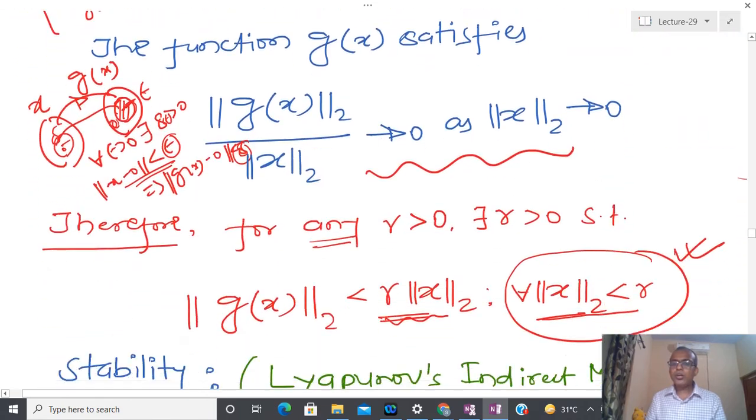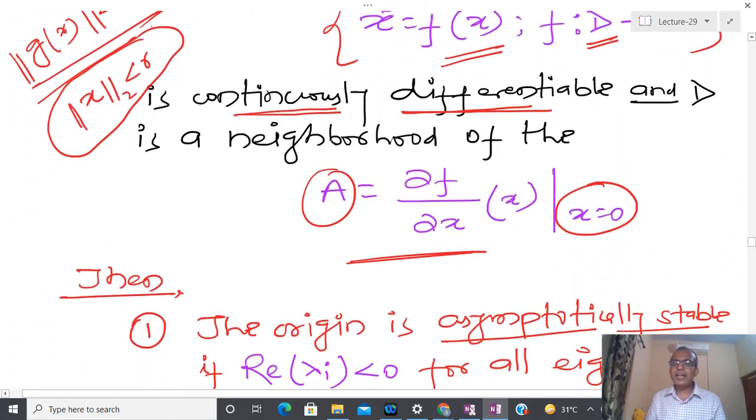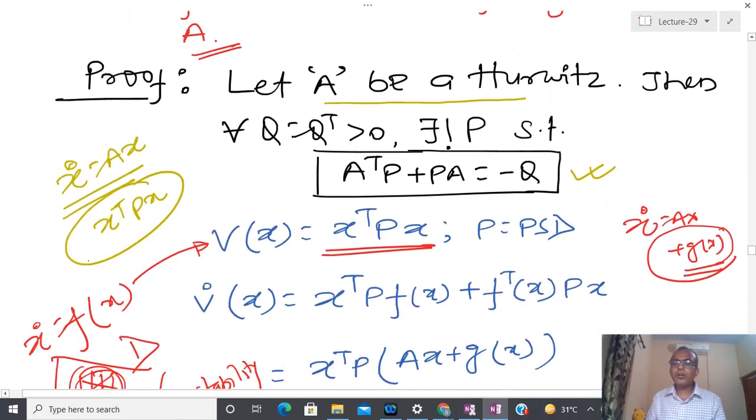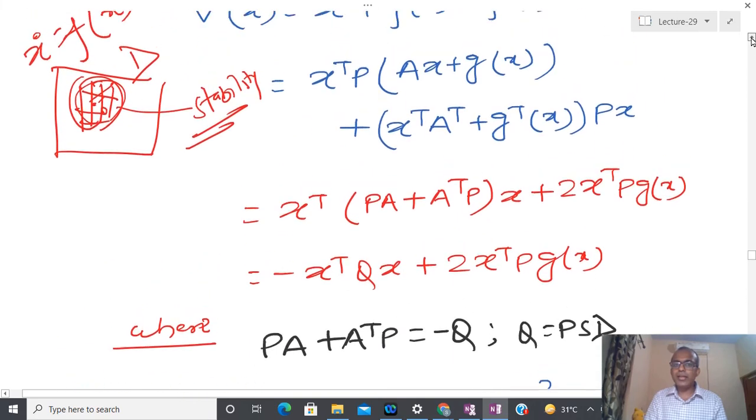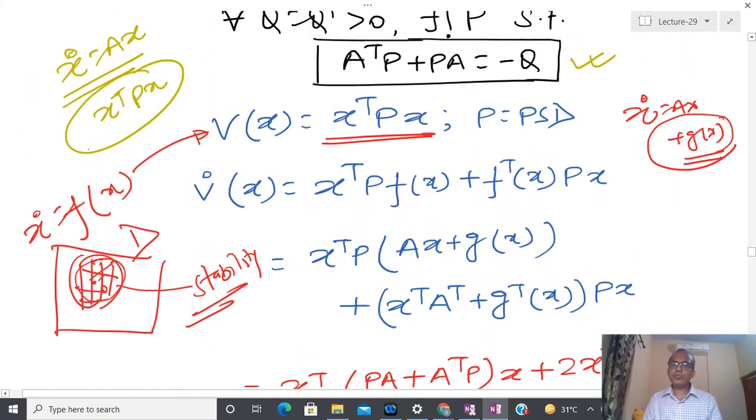So now x transpose Px is the Lyapunov function for the system x dot equal to Ax plus g(x). Anyone has confusion? We know this is an energy-like function, and P is a positive symmetric definite matrix. So two conditions are obvious: V(x) is greater than 0, and at x equal to 0 it is also 0. Now I am going to look at the derivative. If you calculate the derivative, x dot is there, and after that you can do the routine job.